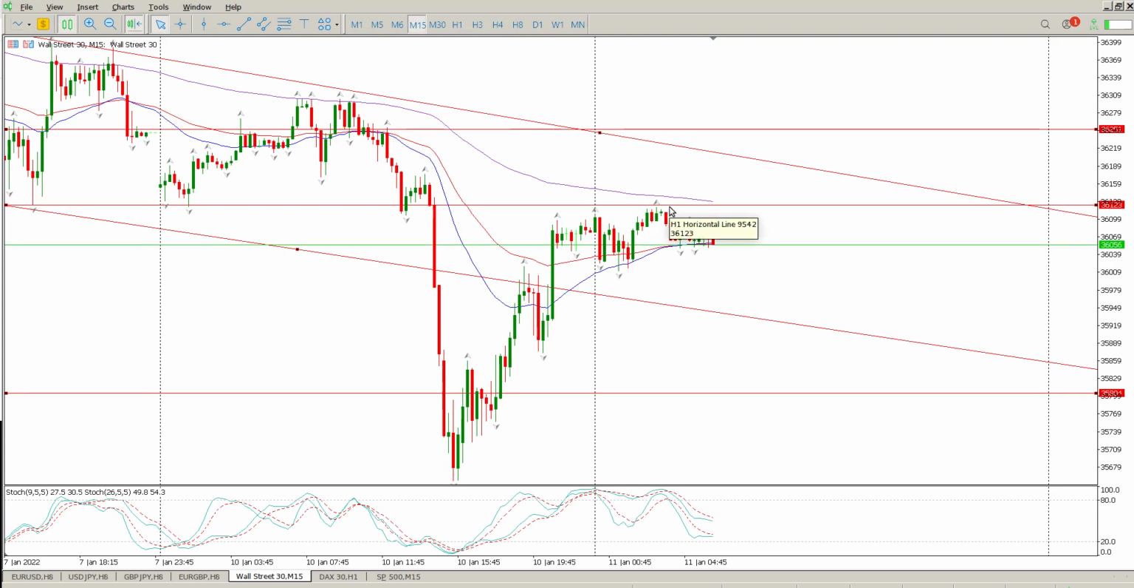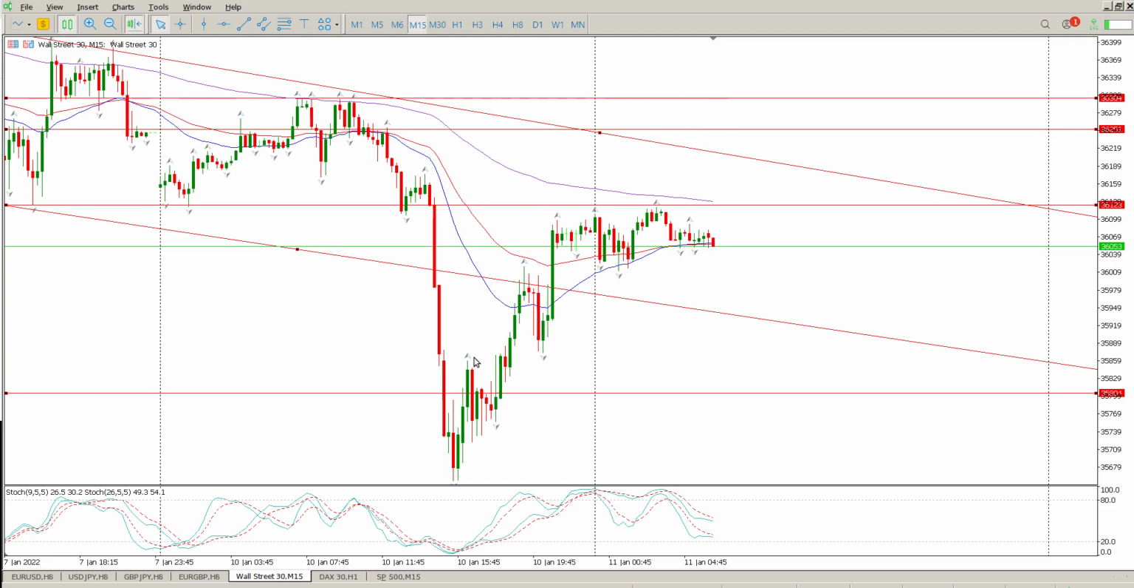Basically it'll boil down to 36,123. We need to get above it and test it. That gives us the opportunity to test the top of the channel at 36,200. We'll get above the high of yesterday, which is up there. Then we have a trend reversal.